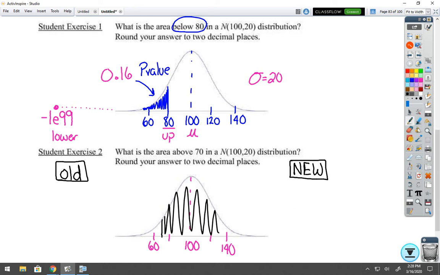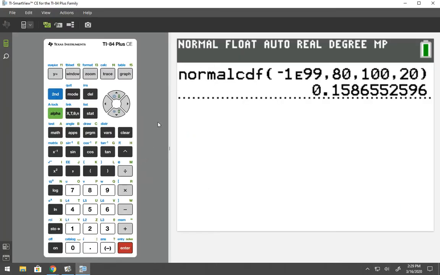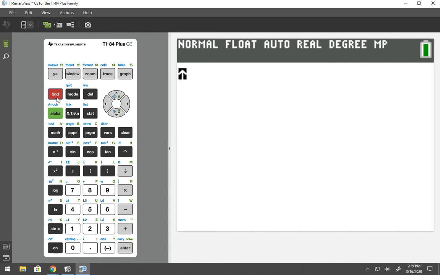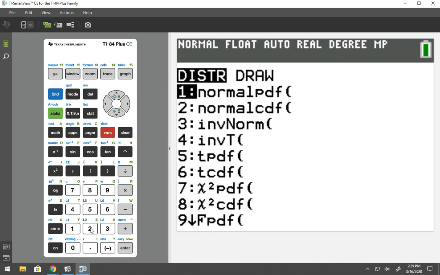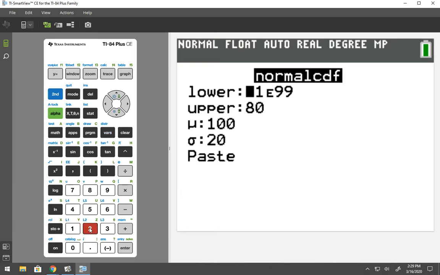The first one I'm going to do is the new style, because that's how my calculator is set up. I'm going to clear my screen and go to second VARS. I'm going to choose number 2 for my normal CDF. I'm going to pretend that my calculator understands left and right, because it does. My lower number, the smallest number, I wanted the area above a 70, so my number is 70. My upper number is big, really big. How big? 1E99. Not negative, but positive this time. Really, really far to the right.